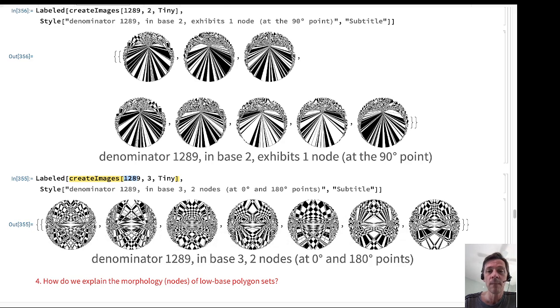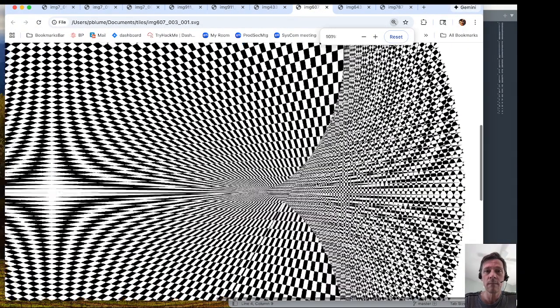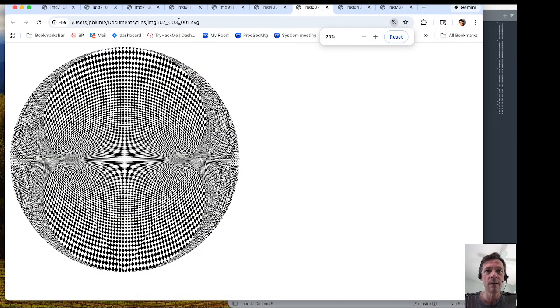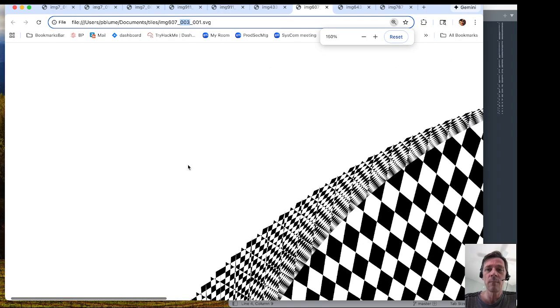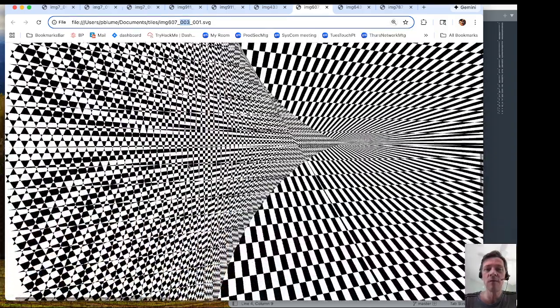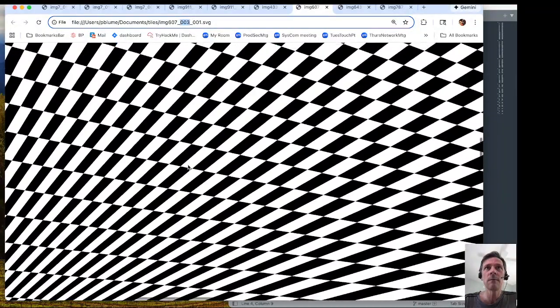And this is the way they're orientated in the image we were just looking at, right? This is something in base 3. In fact, I can see it in the URL. The denominator is 607. The base is 3, and this 001 we don't need to be concerned with. But in base 3, I have two nodes, and this is a single image. So this is a 606-sided polygon with two nodes. And again, because these are being rendered as so-called SVG, or scalable vector graphics images, I can zoom in on them arbitrarily and get lots of super nice detail.